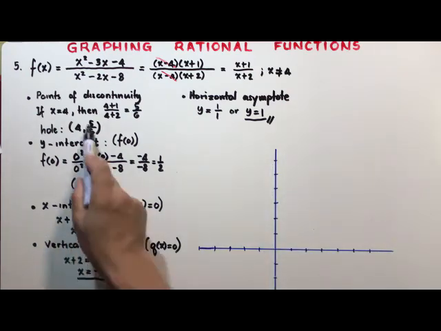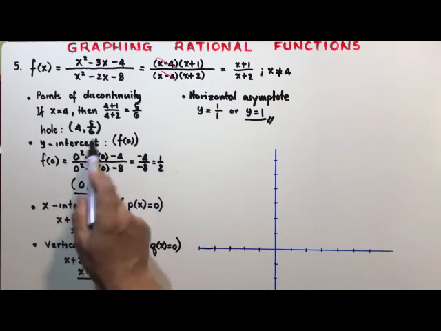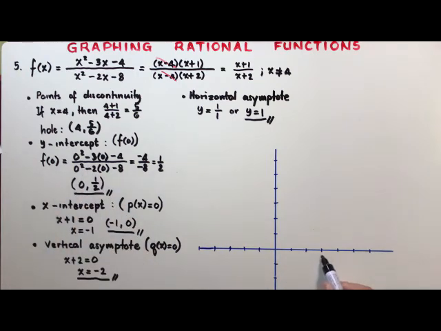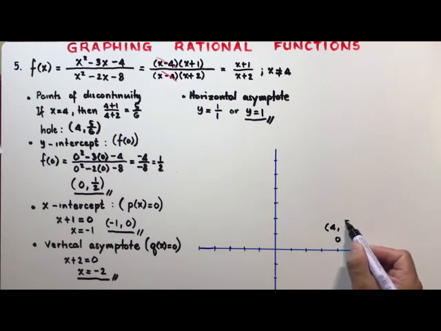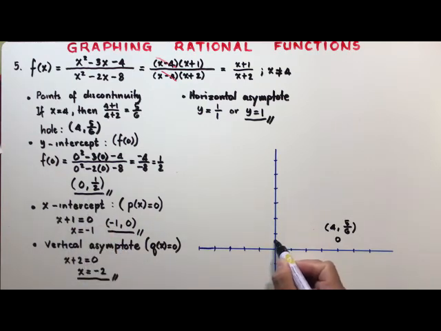So plotting our point of discontinuity here, which is at 4, 5/6, which is almost to 1, so it's here, and it has coordinates of 4, 5/6. And we have also the y-intercept, which is at the point 0, 1/2. 0, 1/2 is here. And then we have also our x-intercept, which is at the point negative 1, 0. So it's here. Negative 1, 0.